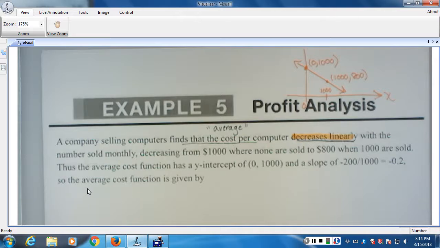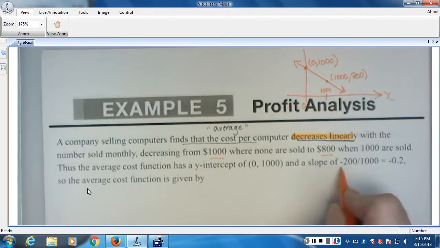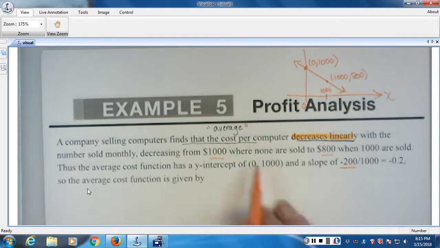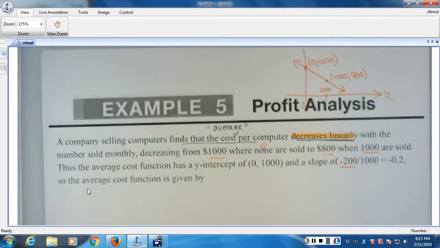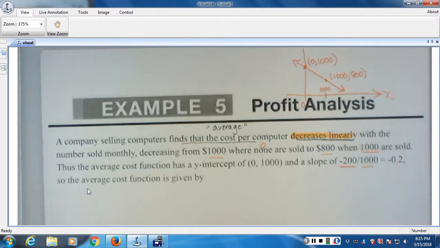The average cost function has a y-intercept of (0, 1,000) and a slope of negative 200 over 1,000, which is equal to negative 0.2. And the reason that they know that, just to make sure that everybody's on the same page, it dropped from 1,000 to 800, so 800 minus 1,000 is negative 200, and this is going from none sold to 1,000 sold. So 1,000 minus 0 for the denominator of your slope is still 1,000, and negative 200 over 1,000 is negative 0.2.